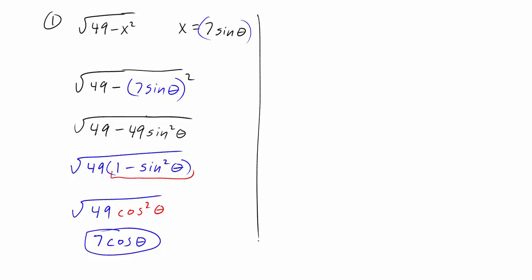Now, over here at the side, I want to look at an alternate way. This is probably the way that you want to do it, but this is also a way we can check ourselves. If x is equal to 7 sine of theta, then if we move the 7 over, the sine of theta must be equal to x divided by 7.